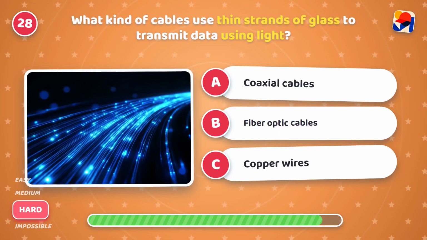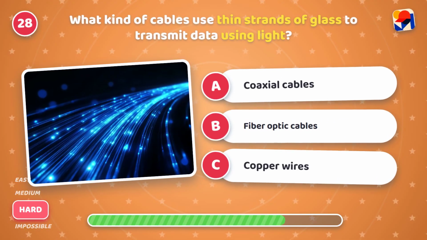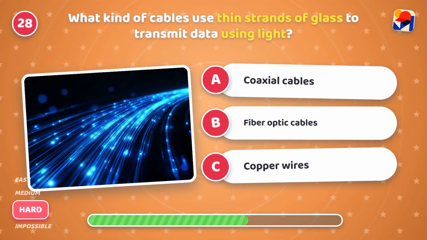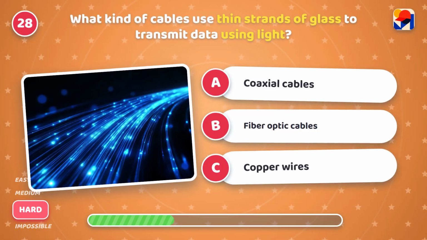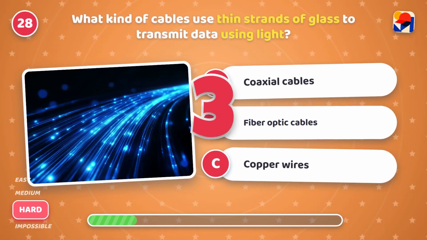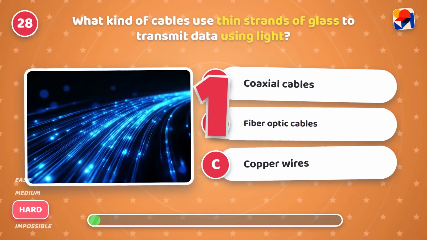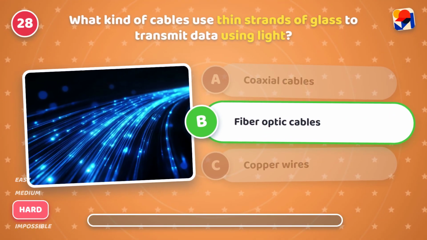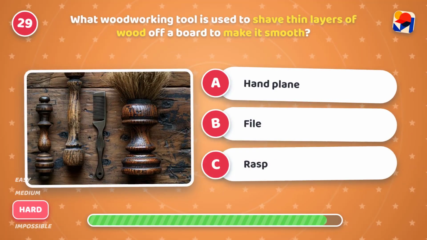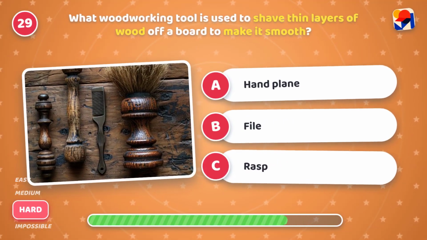What kind of cables use thin strands of glass to transmit data using light? Is it A, coaxial cables, B, fiber optic cables, or C, copper wires? It's B, fiber optic cables. They send high-speed data.